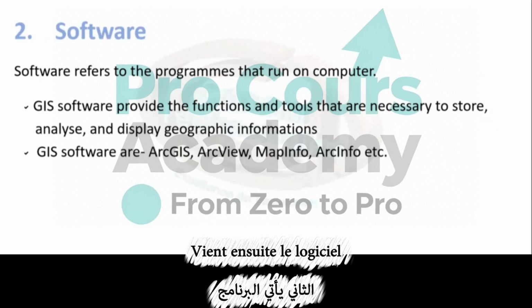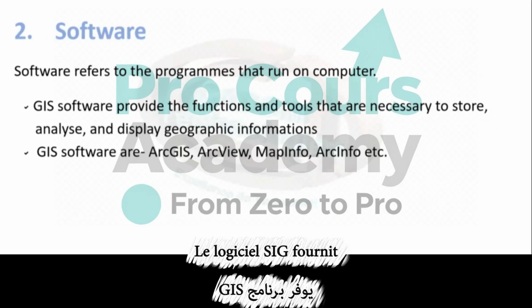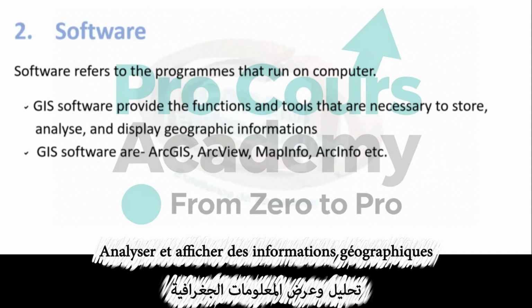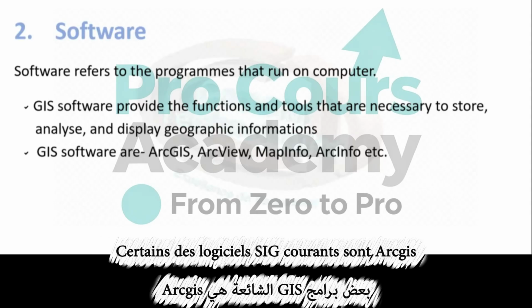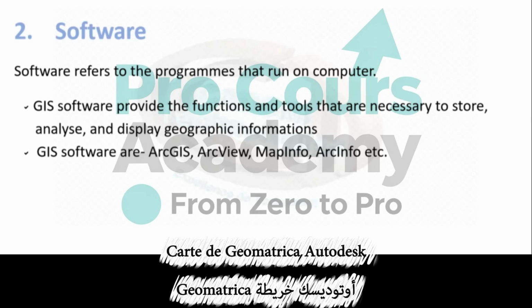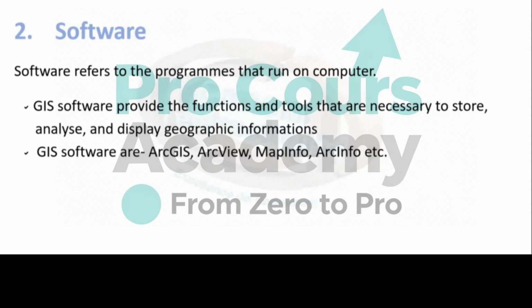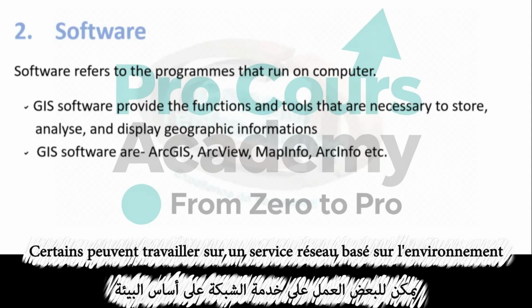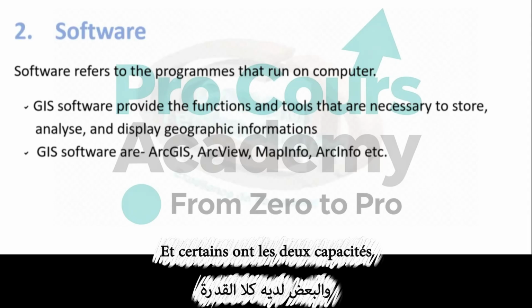Second comes the software. The software provides the functions and tools needed to store, analyze, and display geographic information. Some of the common software are ArcGIS, ArcInfo, GeoMedia, and Autodesk Map. Some of the software work on a desktop. Next, some can work on network services based on the environment. And some have both capabilities.